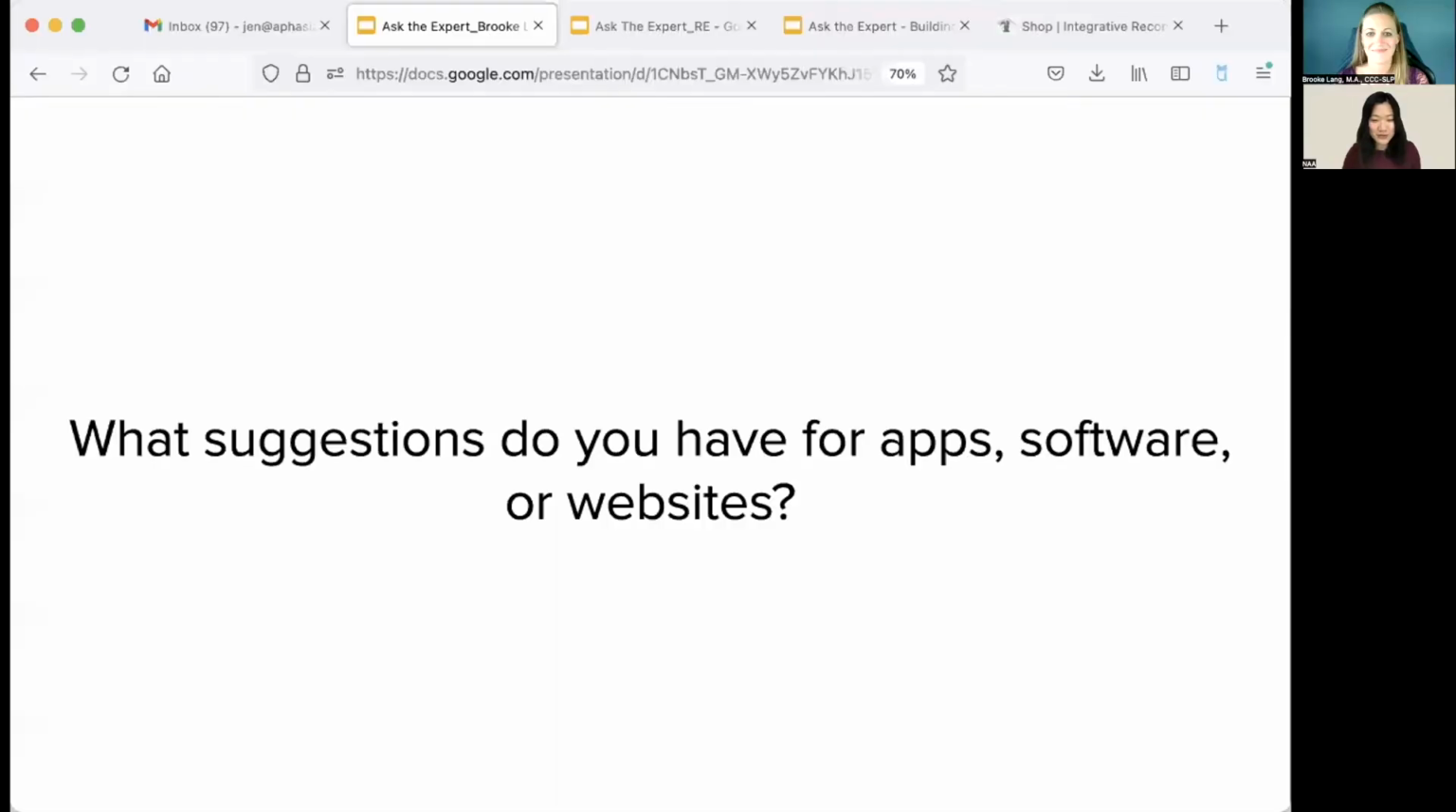That makes sense. Yes, thank you. So what suggestions do you have for apps, software, or websites? So great question, because that's, you know, kind of becoming a big thing. Probably a lot of you have heard of Constant Therapy. That's a great one. Tactus Therapy has a nice collection of apps, and Lingraphica. Those are probably my top three.